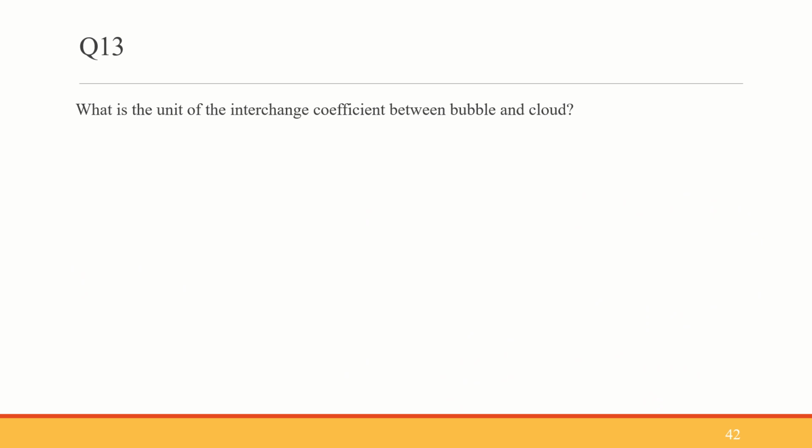Question 13, it is asking what is the unit of interchange coefficient between bubble and cloud? Option A, meter square per second, option B, 1 by second, option C, meter per second square, option D, none of the above. Answer actually is 1 by second. It is the unit of interchange coefficient between bubble and cloud. So the unit of interchange coefficient is 1 by second.